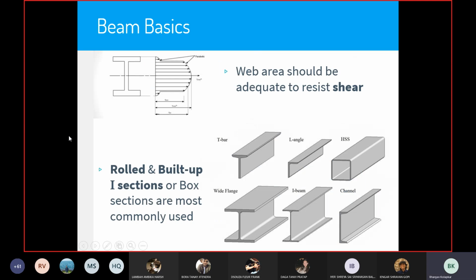So what about shear? Now, shear is to be resisted by the web. So naturally, the web area should be adequate to resist shear. So you must have adequate thickness of the web and adequate depth of the web to resist shear. We're going to look at how to calculate it, how to make sure that it is adequate, and so on.